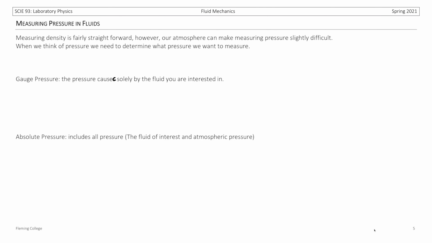Measuring and calculating density is fairly straightforward. However, our atmosphere can make measuring pressure slightly difficult. When we think of pressure, we need to determine what pressure we want to measure. We can measure the gauge pressure, which is the pressure caused solely by the fluid we are interested in, and that's equal to the density multiplied by the gravity multiplied by the height of the fluid in our container.